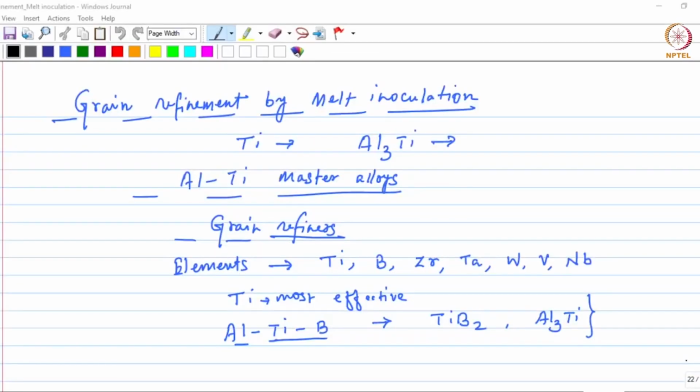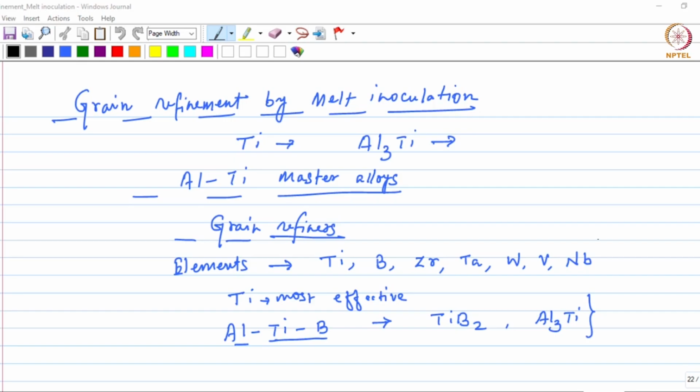Hello and welcome back once again to this lecture series on aluminum based alloys and metal matrix composites. So right now we are talking about grain refinement by melt inoculation, which is basically heterogeneous nucleation in the liquid metal.